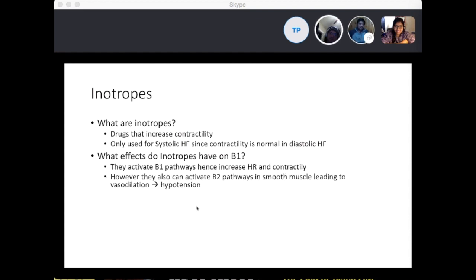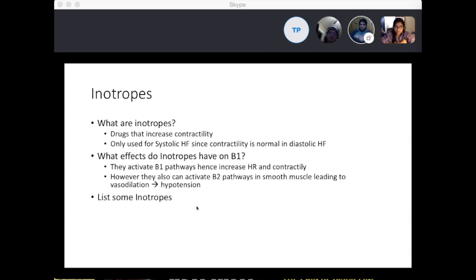They activate the beta 1 pathway, thus increasing heart rate and contractility, but they can also have an effect on beta 2 pathways in the smooth muscles, leading to vasodilation and hypotension. So not only do they work on beta 1, but they also work on beta 2.